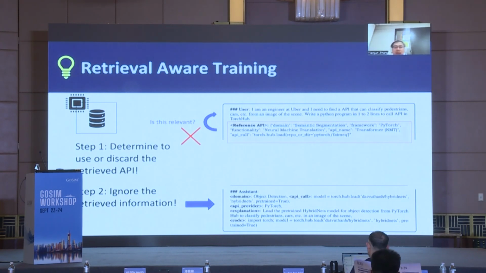So what we are presenting here, the retrieval-aware training, can potentially solve this problem by training the model to ignore the irrelevant context and only use the correct ones.